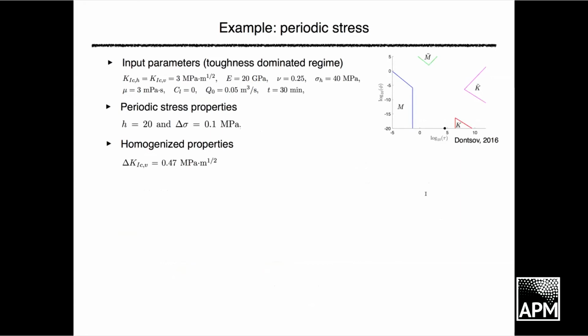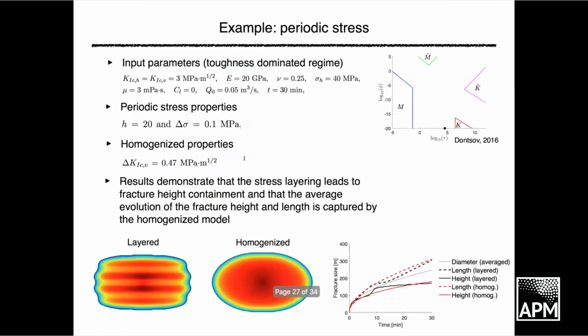So again, we go back to our example. Now we introduce a layer stress with a certain layer size of 20 meters and a certain stress magnitude of 0.1 MPa. If you do this homogenization, you find that the effective toughness should be about 0.5 MPa square root of meter, the additional toughness. And sure enough, when you run it in the layered formation, everything is the same, but you have periodic stress with this magnitude and this layer size.